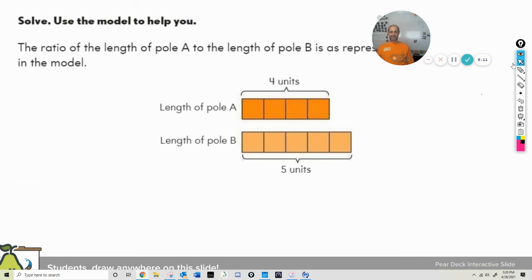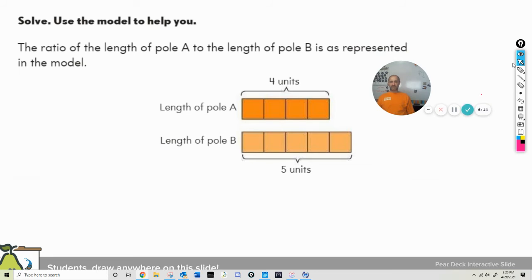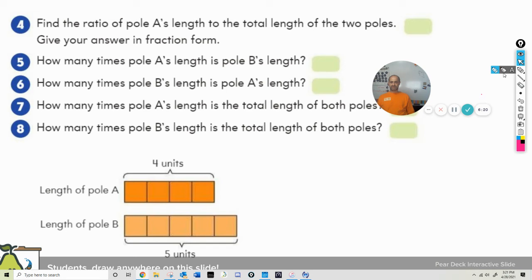All right. The ratio of the length of pole A to the length of pole B is as represented. 4 to 5. Oh, here we go. I moved it down here. Give the ratio of pole A's length to the total length in fraction form. Well, the length of pole A is 4. So the total would be 9. And in fraction form, that would be 4/9.